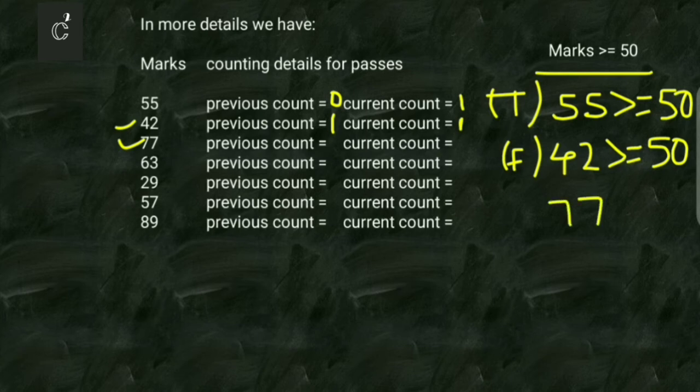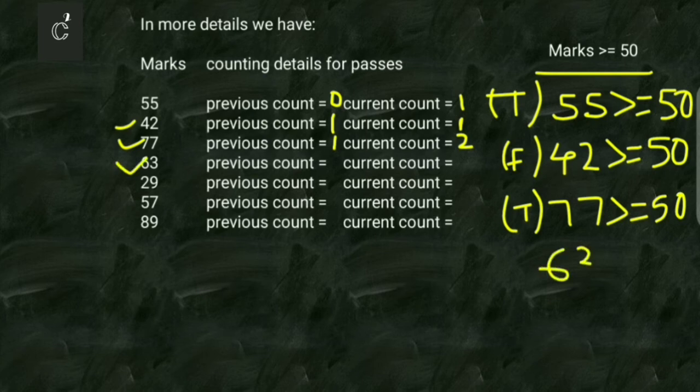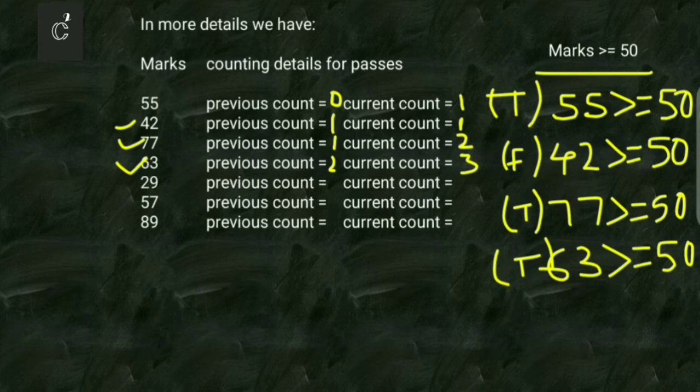The same way we will be checking each one. 77 is greater than or equal to 50. Since this condition is true, we carry the previous count from the previous current count, and the current count will be incremented, since previous count is 1 and the current condition is true. So 1 plus 1 results in 2. Same way for the fourth condition: 63 is greater than or equal to 50. It is true again. The current count is 2 previously, so we take that previous count and add 1 to it. So our current count will be 3.